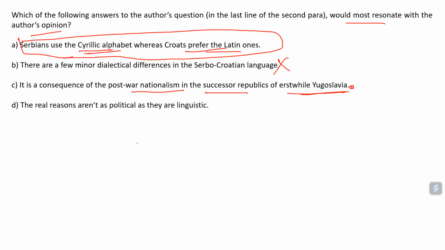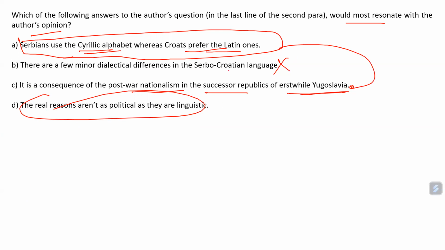And D says the regional differences are not as political as they are linguistic. When I read this out, it suggests that the regional dialects being considered separate languages has more to do with linguistics, right? And it is mentioning just the reverse of that. So now we are left with two options. One is option A and one is option C.